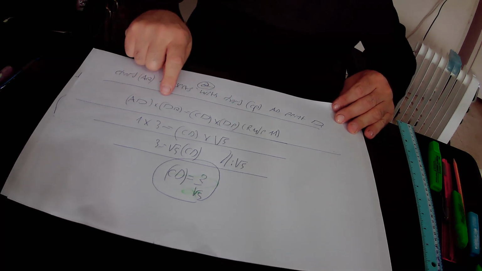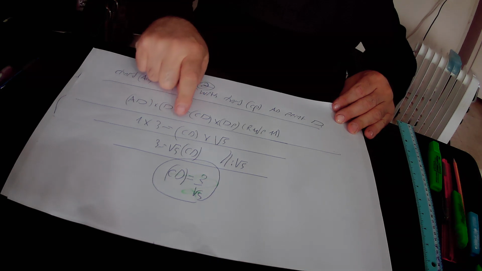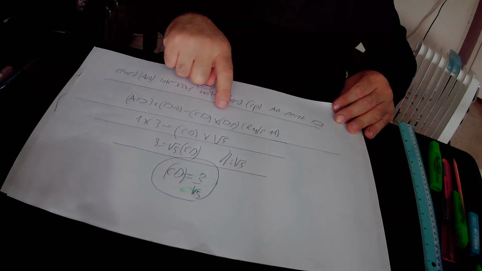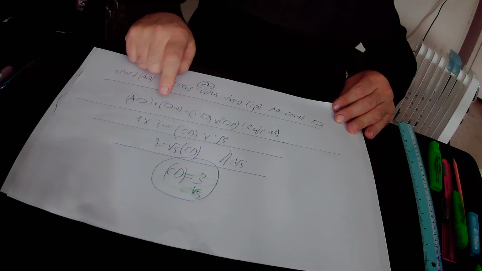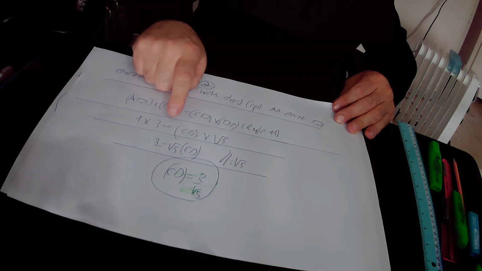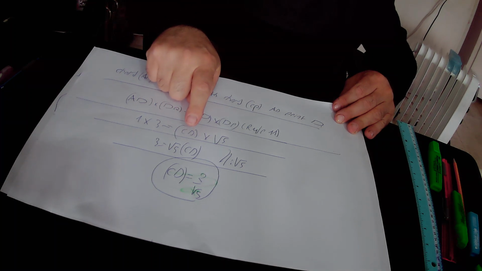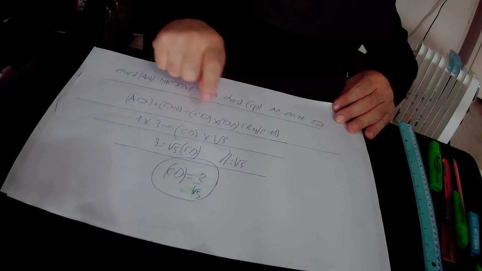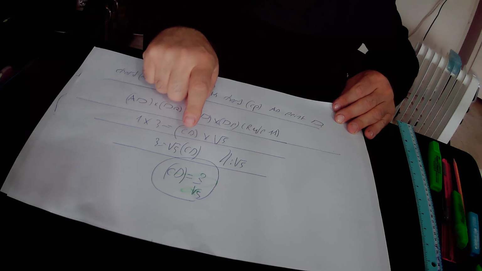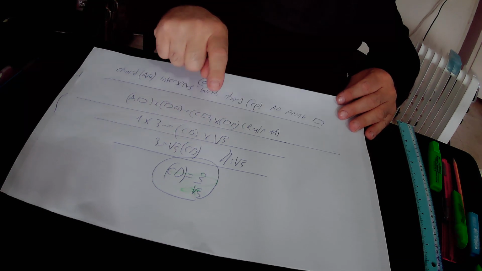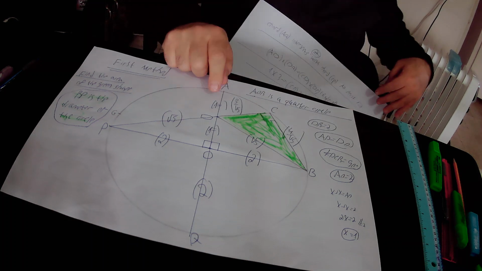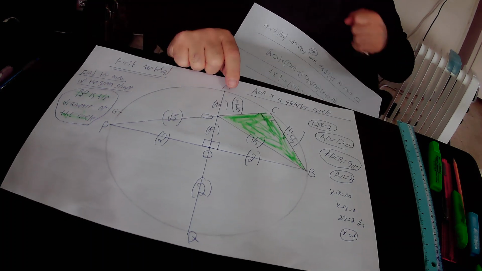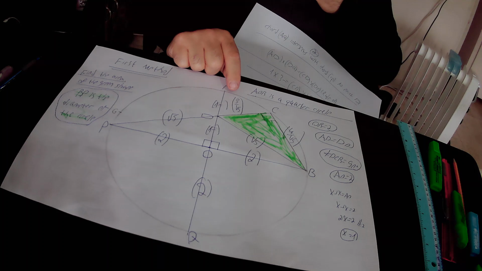AD is 1, DQ is 3, CD is the missing side, DP is square root of 5. So we found out that 3 equals the square root of 5 times CD. We divided this equation by square root of 5 and finally found out that the missing side CD equals 3 over square root of 5. This is the missing side CD, and it is equal to 3 over square root of 5 units in length.